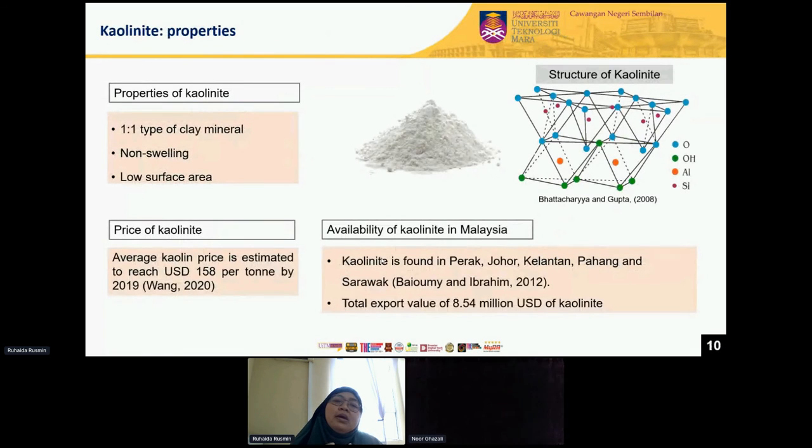So what we are using is actually the kaolinite that we retrieve from the local industries. Basically in Malaysia, we have quite an abundance of these minerals. The kaolinite is greatly found in Perak, Johor, and also states like Kelantan, Pahang, and Sarawak, and it has quite a high value of exports. Basically this material is a 1-to-1 clay, it is non-swelling, and it is white in color. And because of its abundance, it is very cheap, as discussed in the previous literature as well. So this is another structure of the kaolinite.